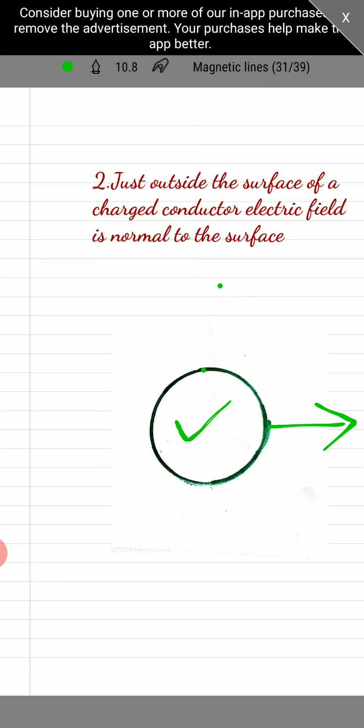Suppose it is not normal to the surface and it is making a certain angle with the surface. If it is making a certain angle, then there will be one component tangential to this surface. One component of the field will be tangential to the surface, and this tangential component of field will lead to the movement of charges on the surface when it is kept in the external field. But it is not so. This is not the condition in case of static charges or static conditions. Hence, we can say that the electric field is always normal to the surface.